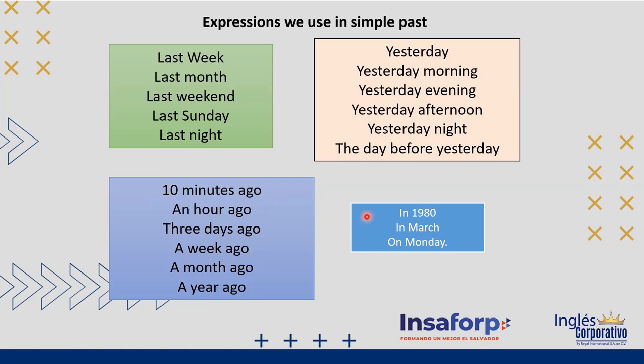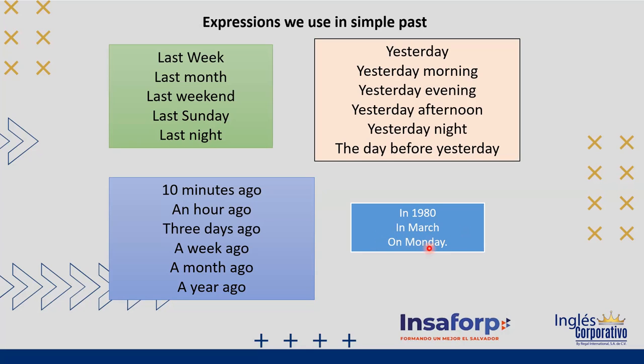And also you can use this other expression, in plus a year. So do you remember yesterday's question? When were you born? ¿Cuándo nació? And then you say, I was born in 1980. I was born in 1999. I was born in 2000. So you can use this expression too. You can say in March. En marzo. In March. When did you get married? ¿Cuándo se casó? And you say in March. En marzo. In March.